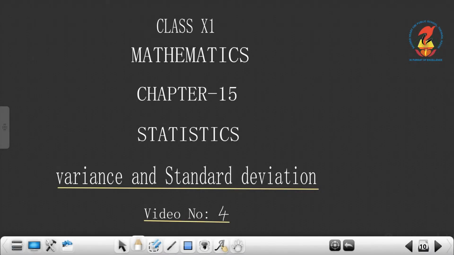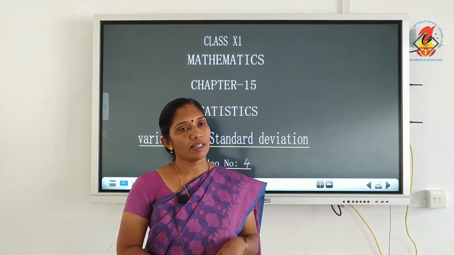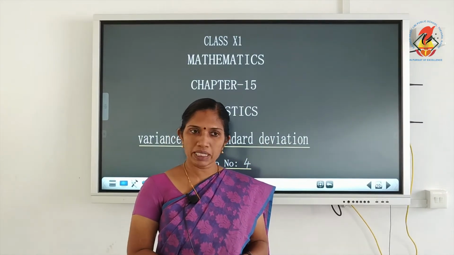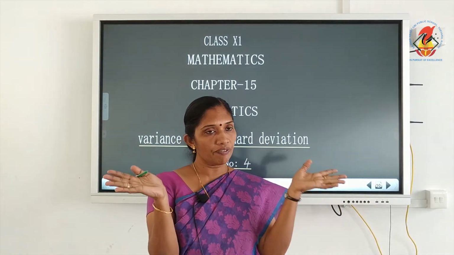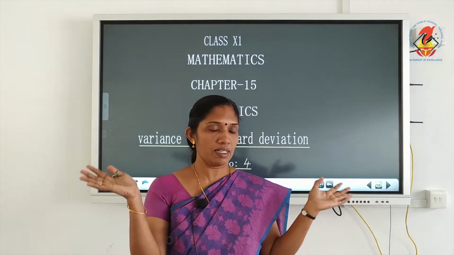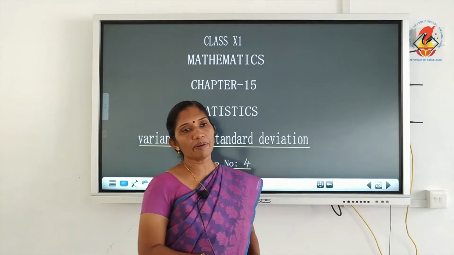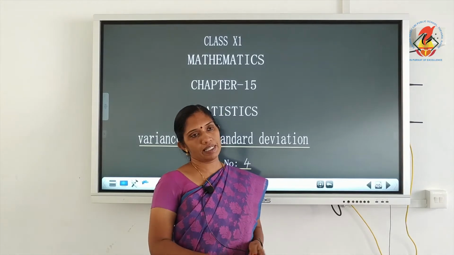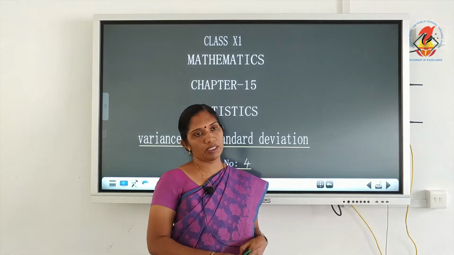Welcome back, children. If the degree of variability is more, then the median is not an accurate representative value of central tendency. Variability means if the lowest value is 0 and the highest is 100, then the difference between the lowest and the largest is more, that is 100. So if that is more, the median is not an accurate representative value of central tendency. So in that case, mean deviation about median is also not accurate.